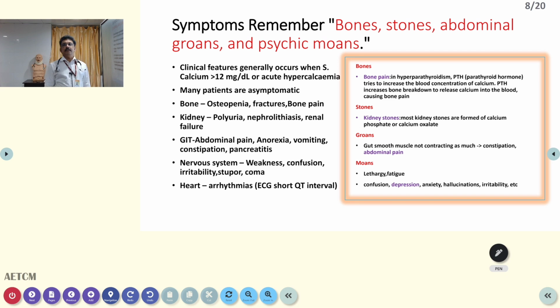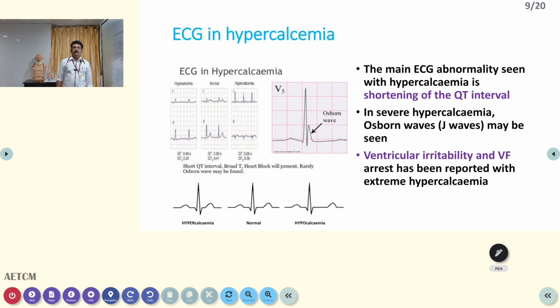Nervous system is another important thing. Many patients can present with altered behavior. That is one of the important clinical findings of severe hypercalcemia. Arrhythmia is also common. ECG shows short QT interval, that we'll see afterwards.